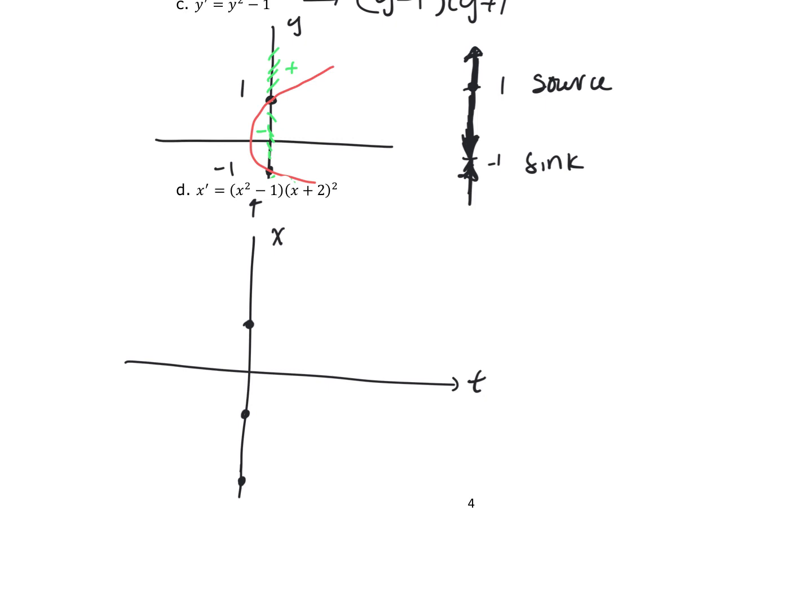If you're not certain, you can always do a sign chart. And so your sign chart would look something like this. You'd have x -1, x +1, x +2, the quantity squared, and you would figure out where you are above and below.